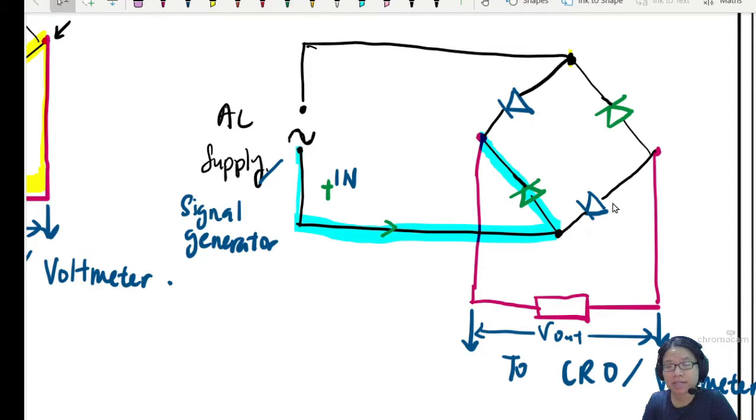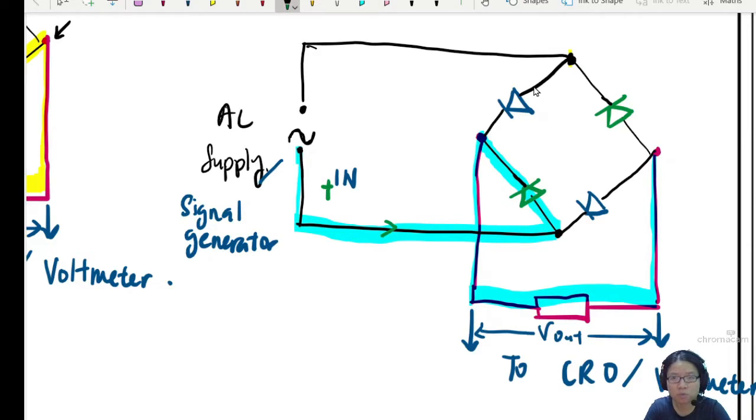Okay, and then you will notice that it cannot go to the blue diode. Blue diode still reverse biased. So the only way it can go is down. So the current will go down, pass through the resistor, same old resistor, and then go up. So let me label the direction of the arrow first.